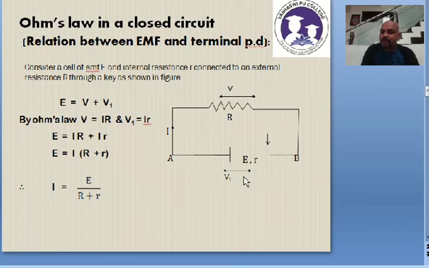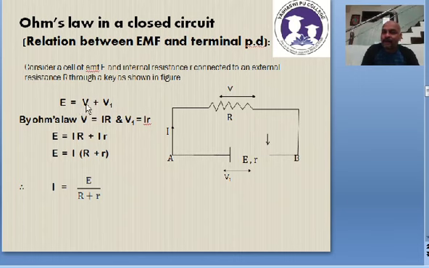So, there is some work done by the cell to transfer 1 coulomb charge through the electrolyte of the solution, and that we will call V1. So here V1 represents the work done in transferring 1 coulomb of charge through the electrolyte of the solution, and V represents the work done in transferring 1 coulomb charge through the external resistance, and that we have called the terminal potential difference. Therefore, by definition we know that EMF of the cell is equal to V plus V1.